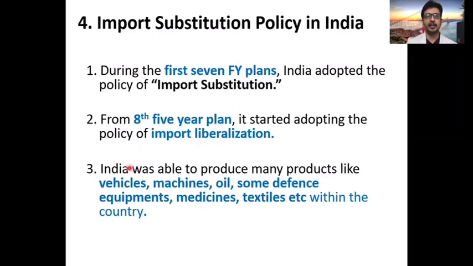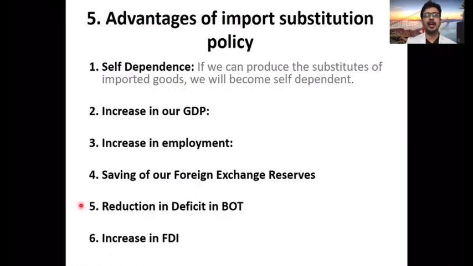Now, India was able to produce many products like vehicles, machines and equipments, oil, some defense equipments, medicines, textiles, etc. within the country, courtesy the policy of import substitution. Next is the most important point of the answer, that is the advantages of import substitution policy.